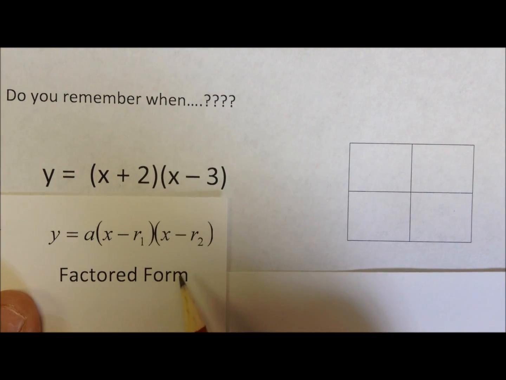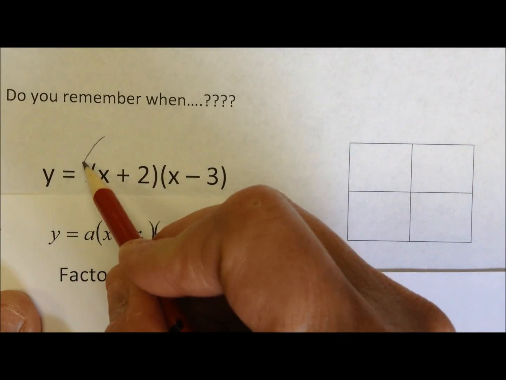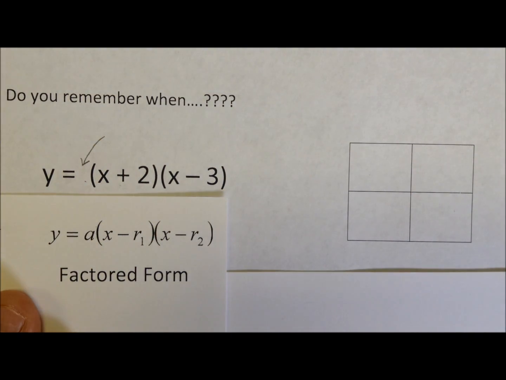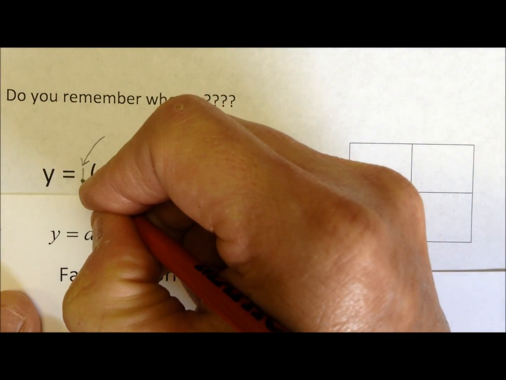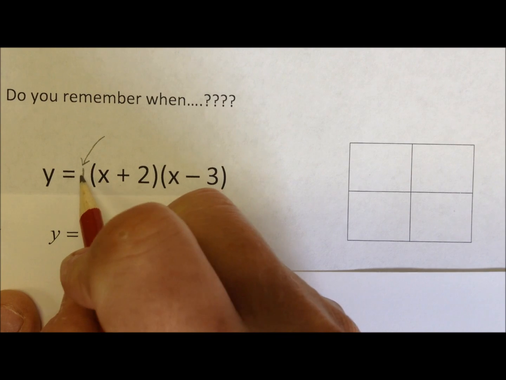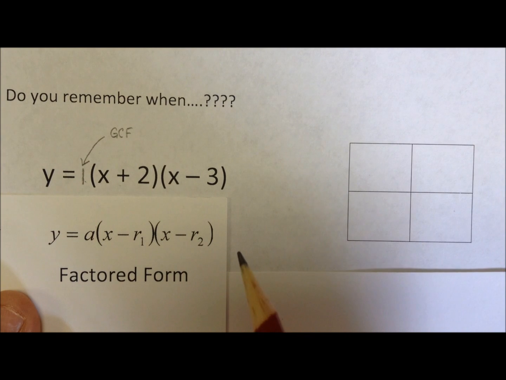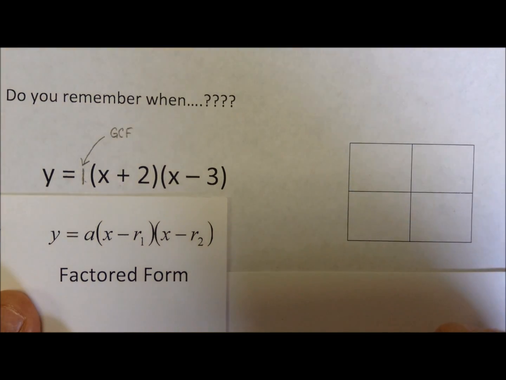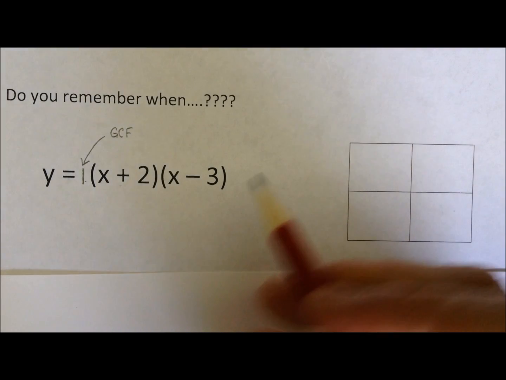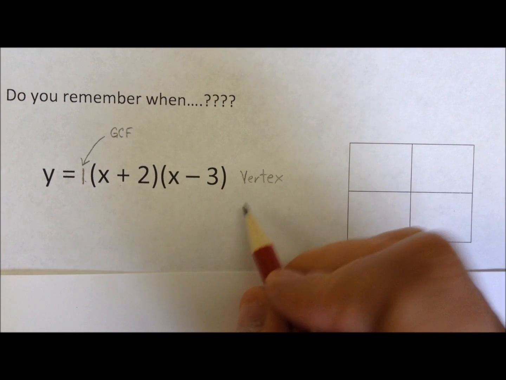Now, I know what you may be saying, Mr. Mahalik, but I don't see a number out in front. I don't see the value of a. Well, there's something there. What do you think it is? It's actually a 1. So in this particular case, a is going to be equal to 1. And if you're really curious, this right here is actually the greatest common factor of the equation in standard form, which is what we're going to convert to. So this is factored form, and we're going to convert it to standard.